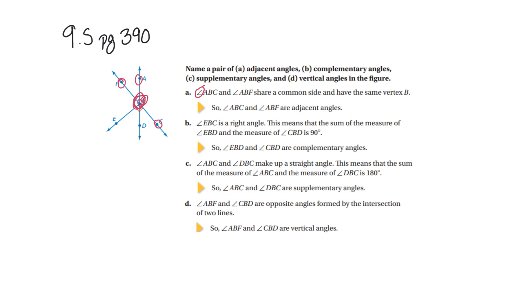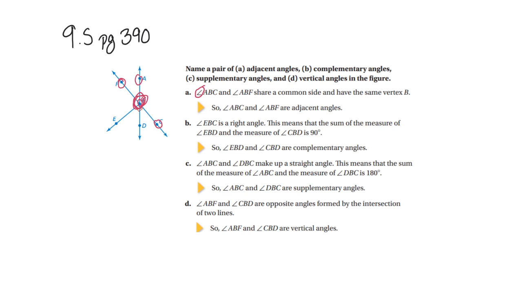Then it says, name supplementary angles. I remember supplementary angles just come together to equal 180 degrees. So any angles that fall together on a straight line. So ABC and DBC make a straight angle. So that means that if you were to include ABC and DBC, those would be supplementary angles.